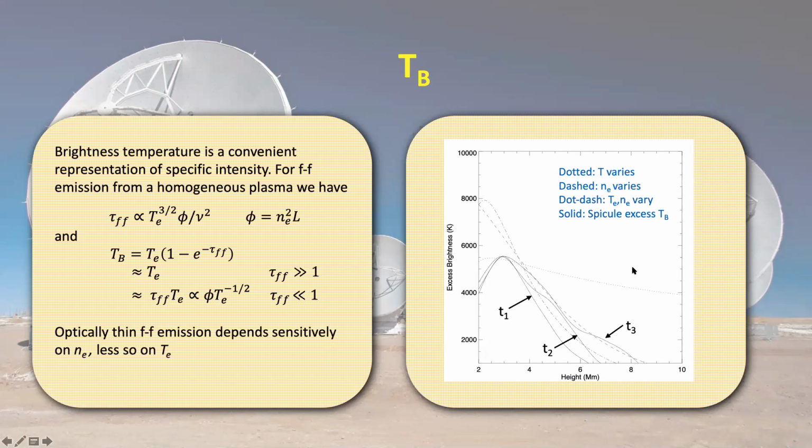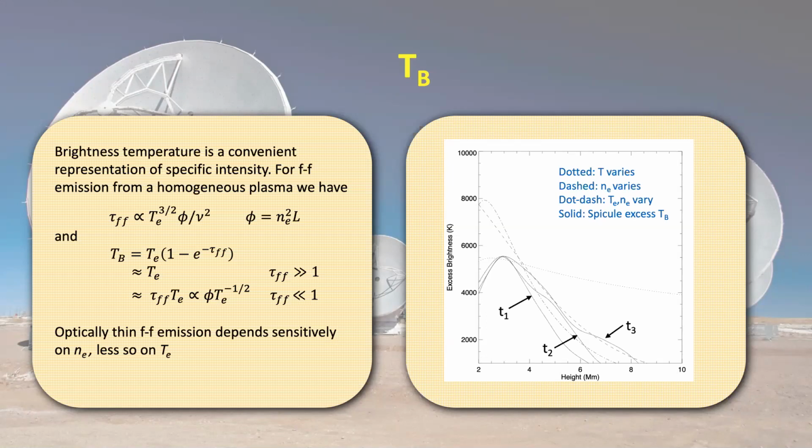The figure on the right just shows very schematically, for the spicule I showed you in the height-time diagram, the solid line showing a range of excess brightness temperature up in the upper chromosphere into the corona at times separated by 20 seconds, T1, T2, T3, and a couple of runs of brightness temperature with height for different, very crude schematic models, where in the dotted line only temperature is varying with height from chromospheric to transition region.